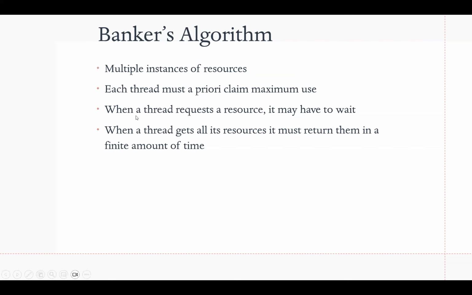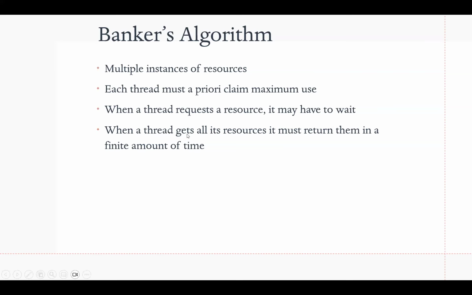Then the second one: when a thread requests a resource, it may have to wait. Obviously, when a thread requests a resource, it may have to wait if that particular resource is not available, or if by allocating that resource it is putting the system into the unsafe state. So the system cannot grant the resource, and the requesting thread has to wait.